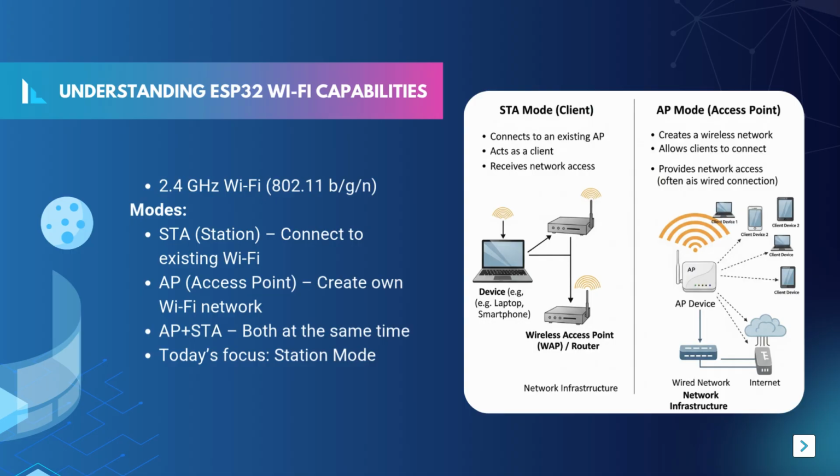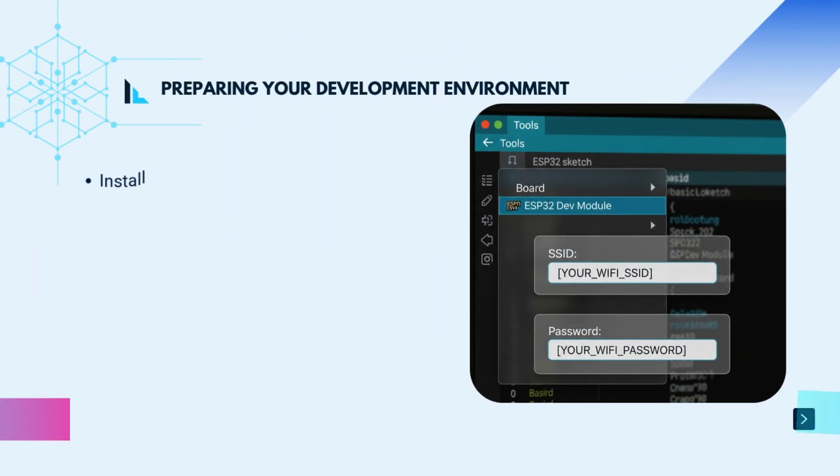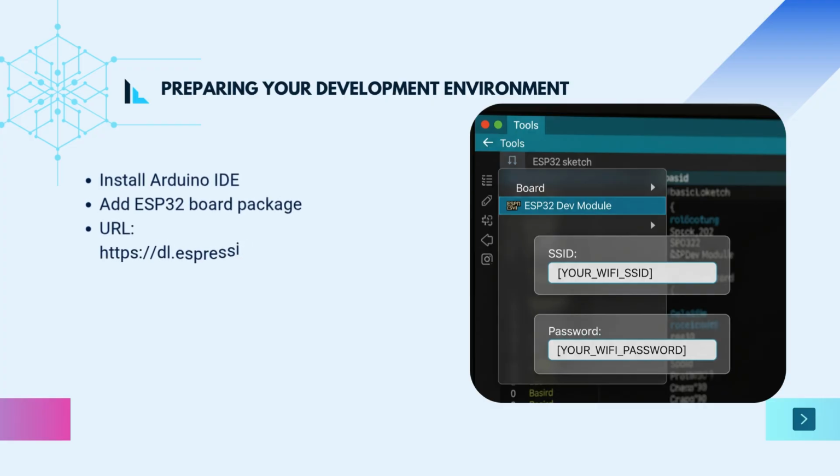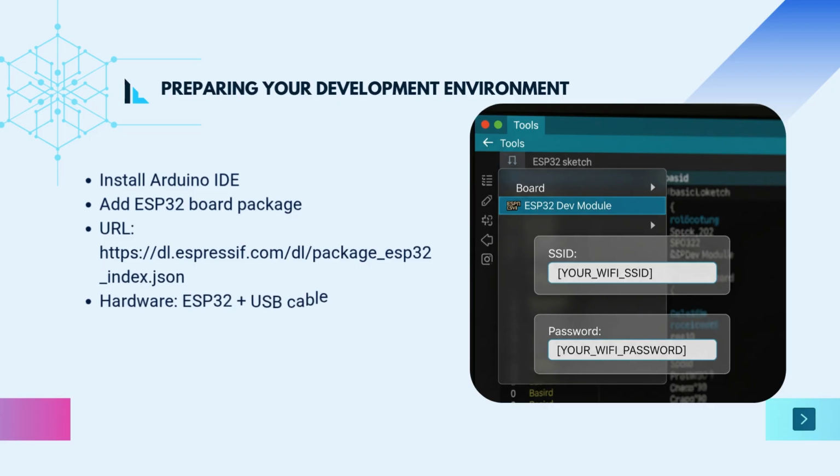Today, we'll focus on the most common setup, STA mode, where the ESP32 connects to your home or office Wi-Fi to send and receive data over the internet. Before we write any code, let's set up our development environment. You'll need Arduino IDE installed on your computer. ESP32 board package added to Arduino IDE via the board's manager. A micro USB cable. Your Wi-Fi network name, SSID, and password.